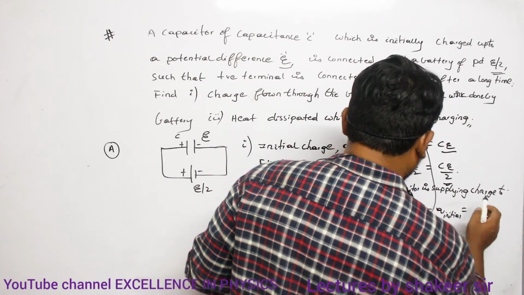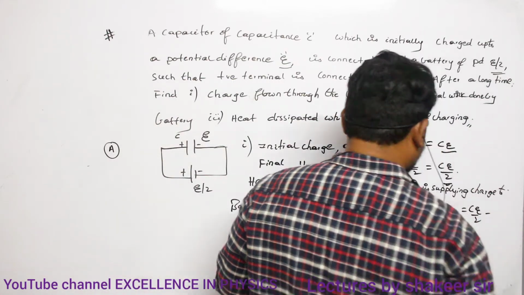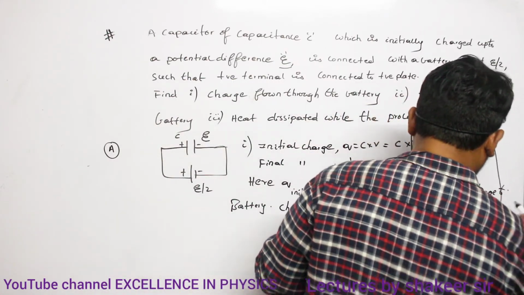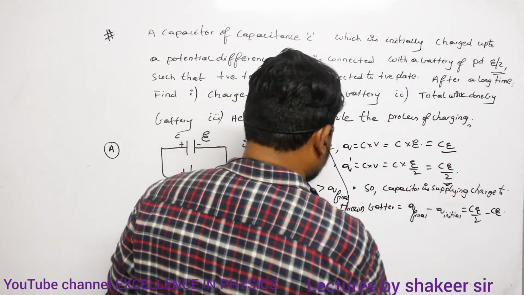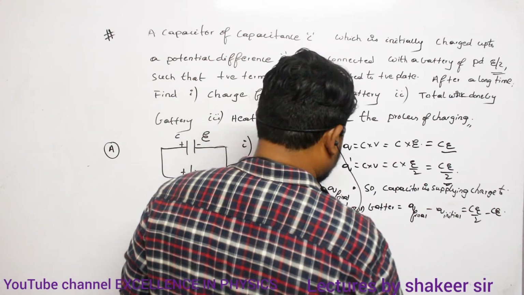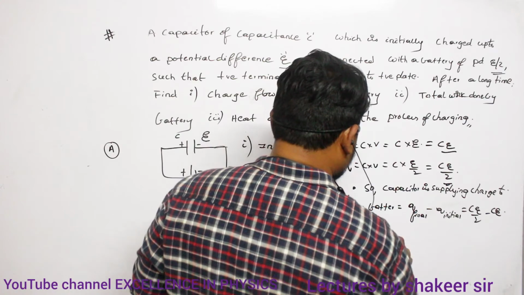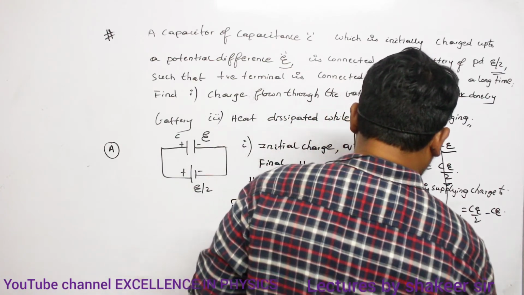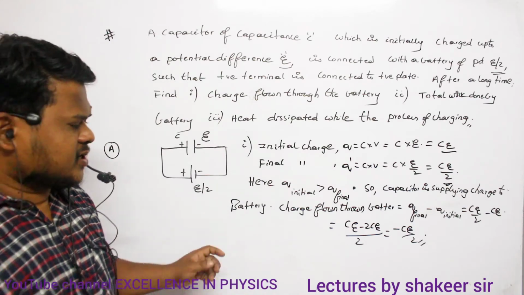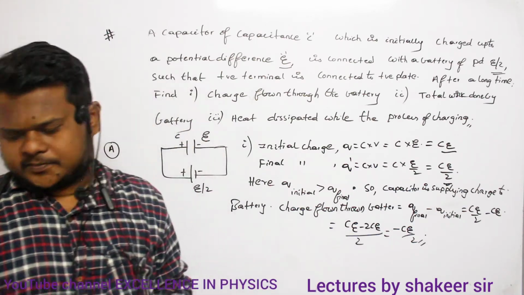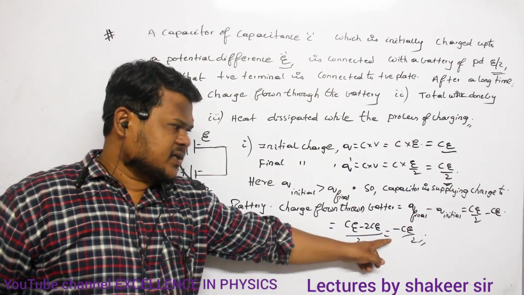Okay. So Q final is how much? Q final is CE divided by 2. Q initial is C into E. So take the LCM of this. So therefore, how much is it? If I take CE minus 2CE divided by 2, so minus CE divided by 2. So that is the charge which has flown through the battery. So can you say why we got a negative symbol here? Why did we get a negative symbol here?